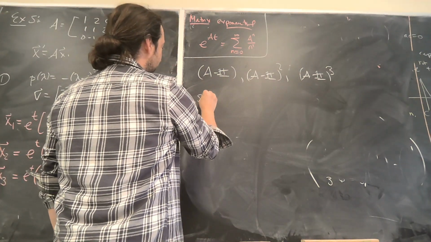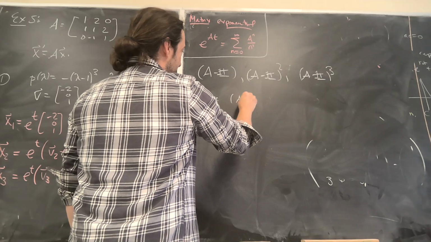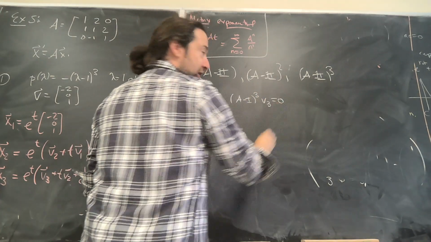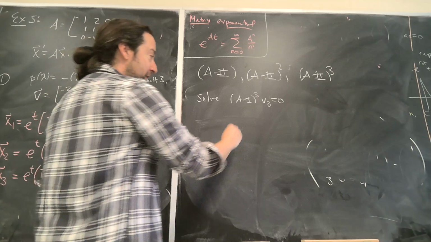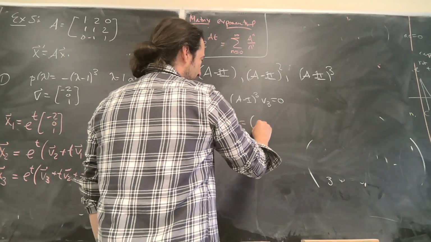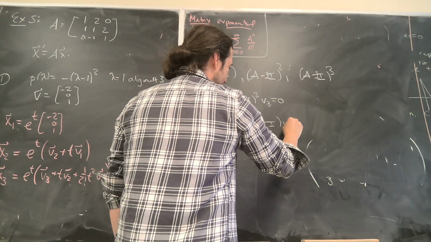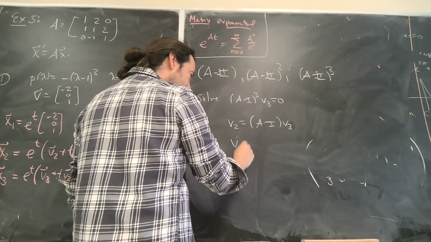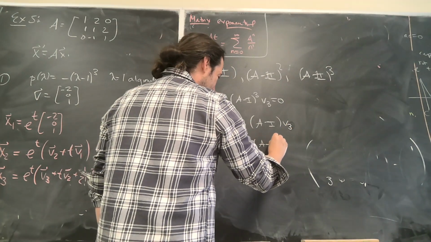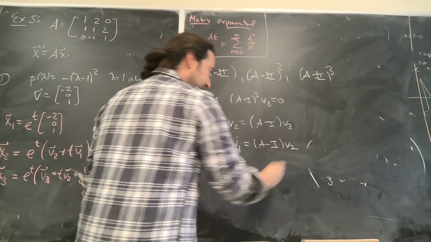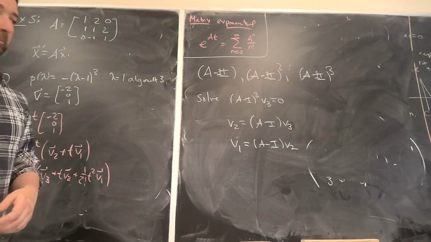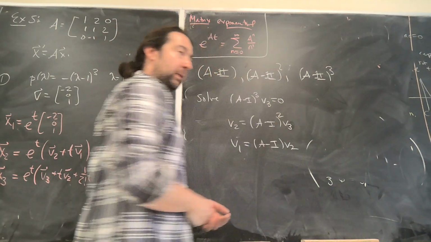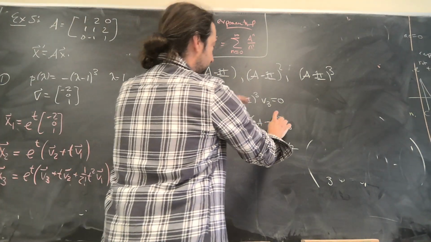I'm going to solve A minus I to the third v3 is equal to 0, and once I have v3, I can set v2 to be equal to A minus I times v3. And once I have v2, I can set v1 to be equal to A minus I times v2. So I can work my way backwards. Does that mean A minus I squared? That's the square here.